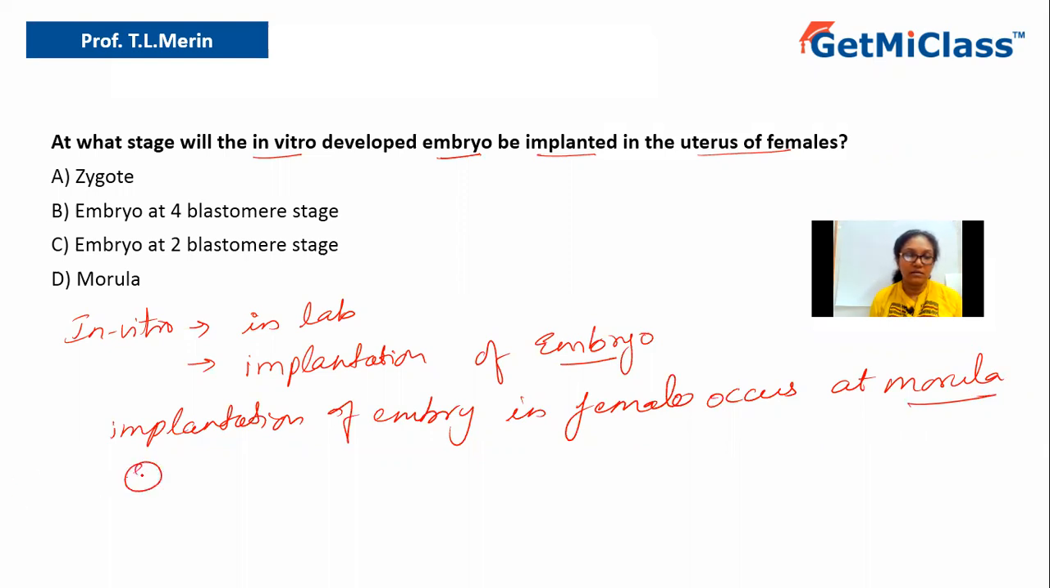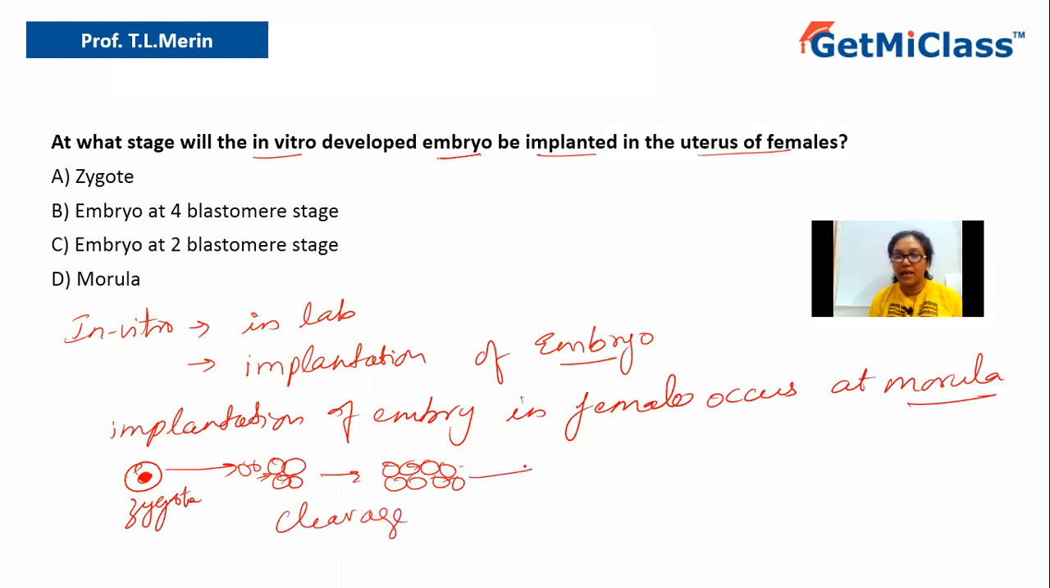We know that the ovum gets fertilized to form zygote, right? This happens in the fallopian tube itself, in the natural condition. Then further, the zygote will divide, first forming 2 cells, then 4 cells, then 8 cells. So up to 8 cells, we call it the cleavage stage.